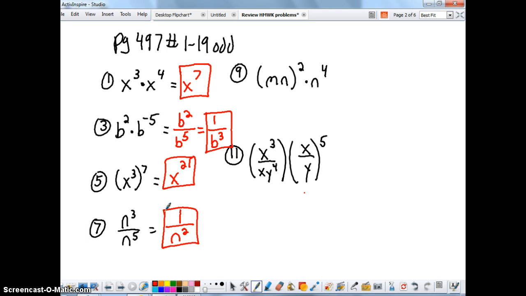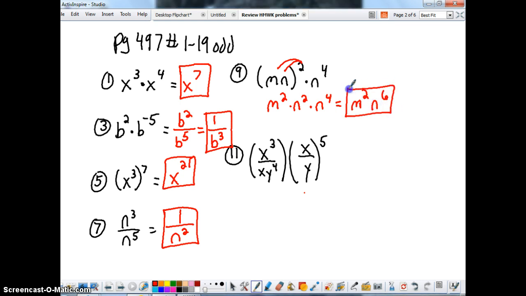Number 9, (mn) squared times n to the 4th. You have to take the squared and distribute it through. So this is m squared times n squared times n to the 4th, which when you put it together is m squared n to the 6th. Again, multiplying when there's parentheses, adding when there are not.